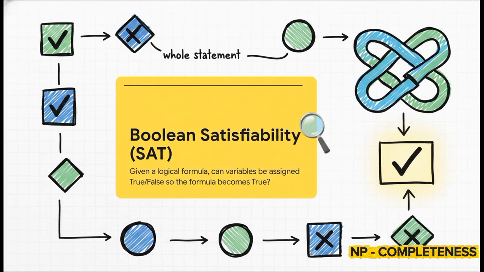Well, at its core, it's just a big logic puzzle. You get this logical formula, a statement made up of variables that can only be true or false. Your one and only job is to figure out if there's any combination of trues and falses you can assign to those variables to make the whole thing come out true. Just one winning combo. That's all you need to find.